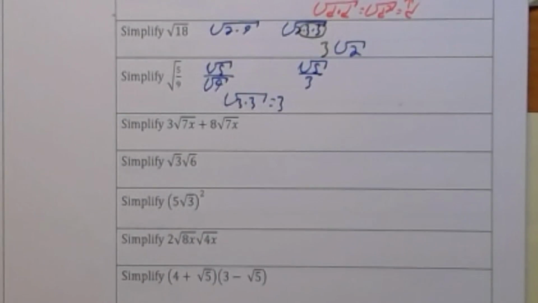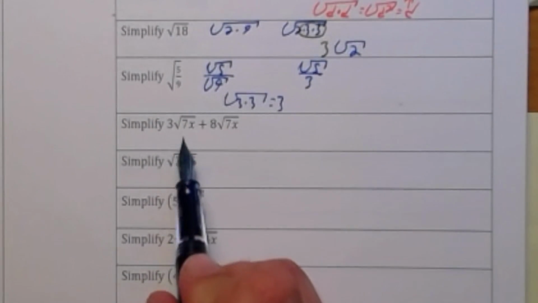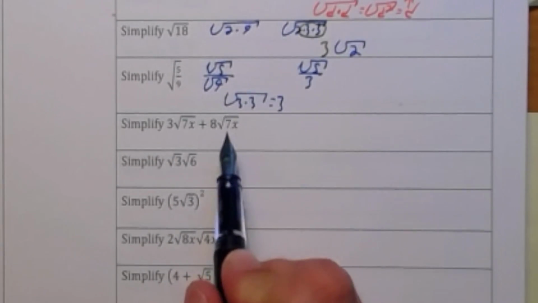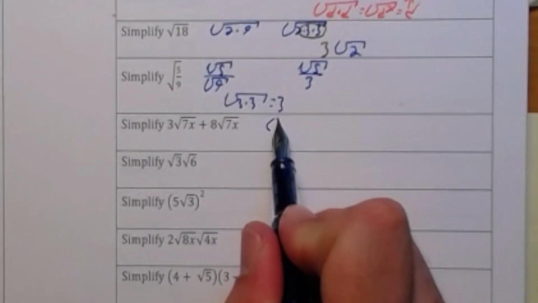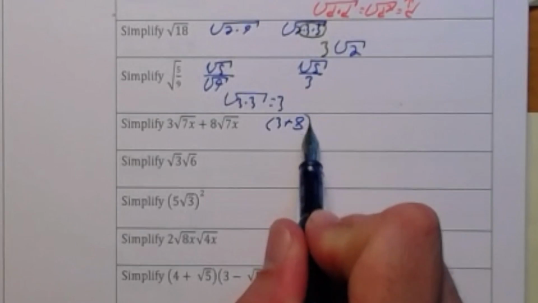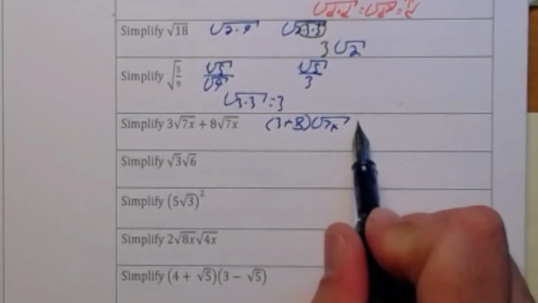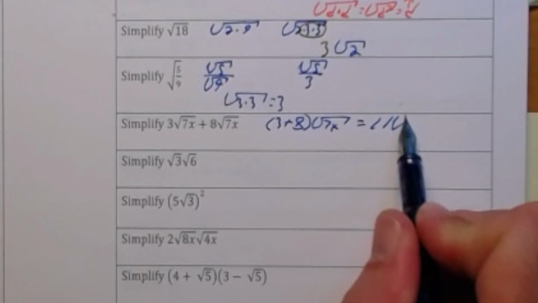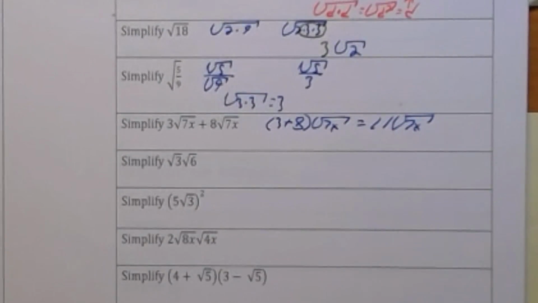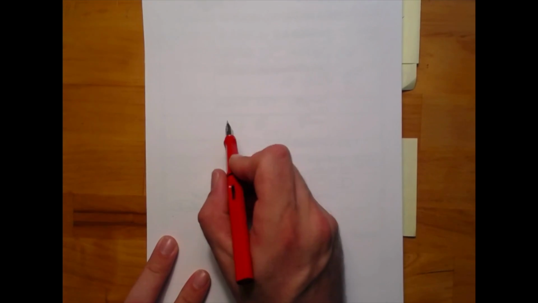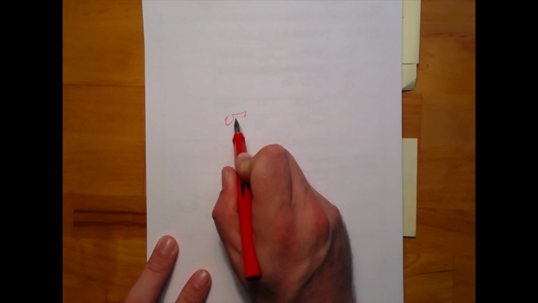When we need to add radicals, it's important that they are like radicals. Here I see both numbers have a radical 7x. This means I have a 3 plus 8 times the radical 7x, which is going to give me an 11 radical 7x's.